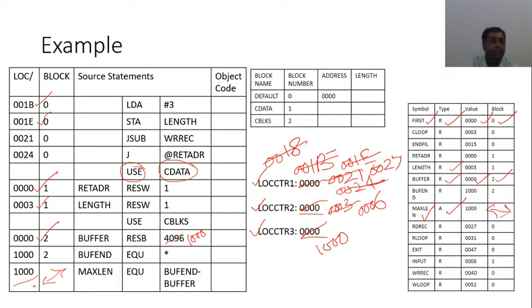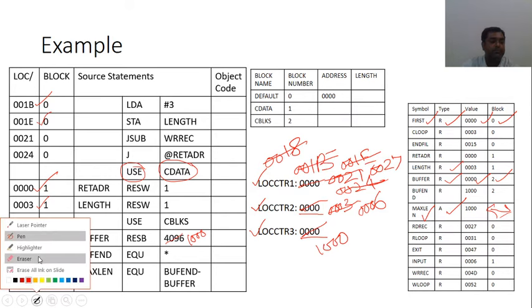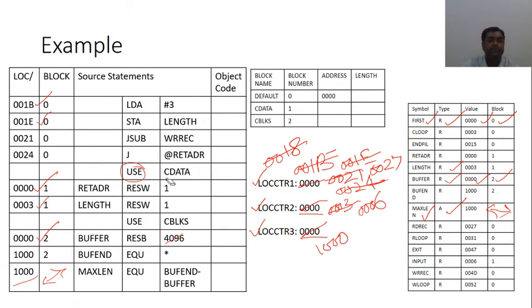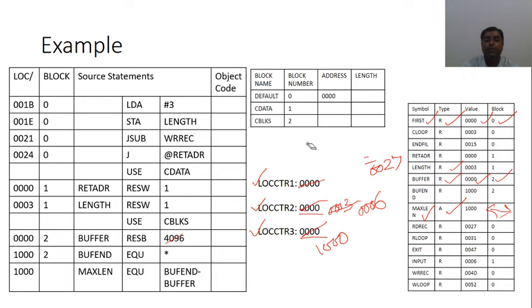Now the next part of this program is... and you can see here until this point of the program, our current value of location counter 1 is 0027 and location counter 2 is 0006.